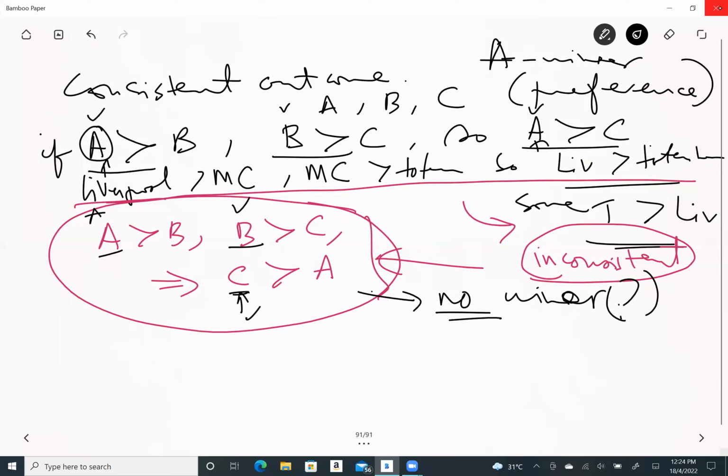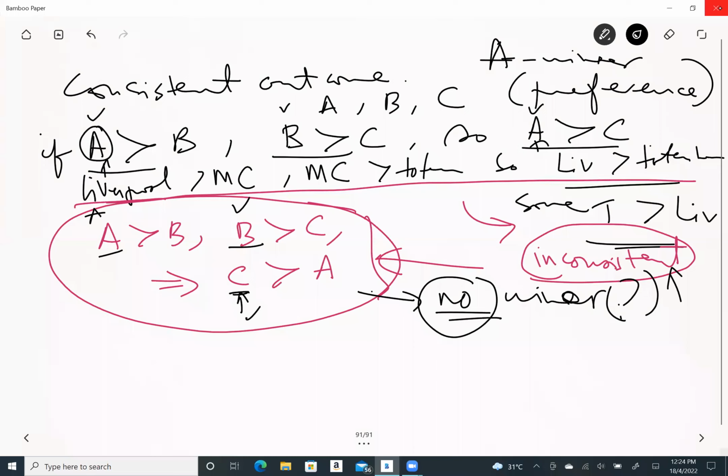And we're going to see why you have this problem of inconsistent outcome. All right, there will be no winner. So there is a problem there, in terms of getting a winner when you have a head-to-head election or pairwise. So let's look at this model here.